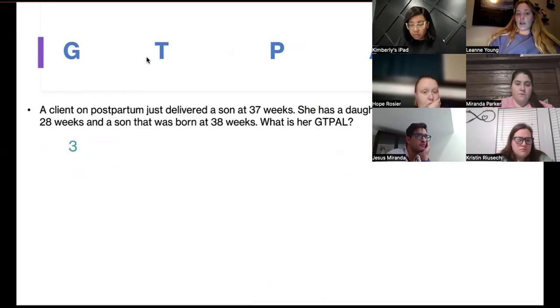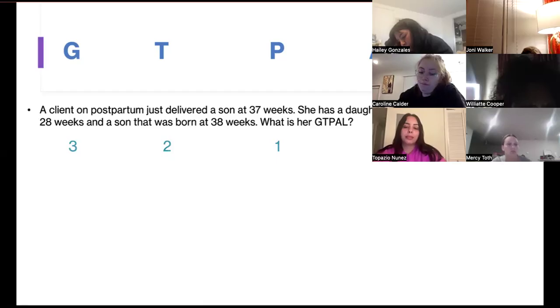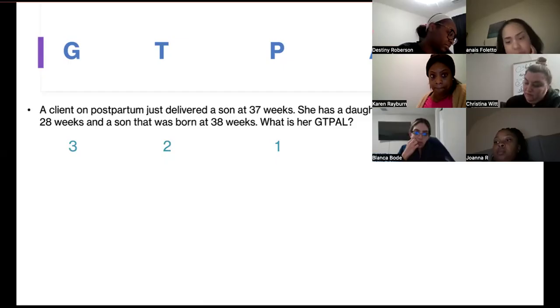How many term deliveries has she had? Two. How many preterm deliveries has she had? One. How many abortions? Zero. And then how many living children does she now have? Three. Correct. Because this patient just delivered, that does count as a living child. Does that make sense to everybody?